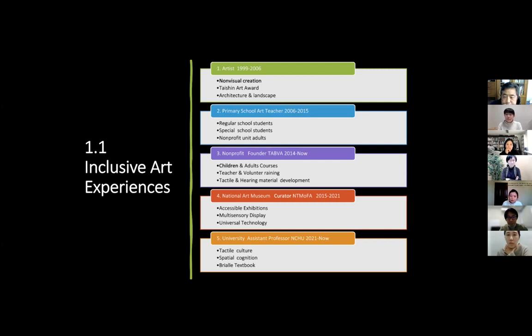We offer children and adult courses, and we also offer teacher and volunteer training. We develop tactile and hearing materials. Later, I worked in the museum, and I will explain why I wanted to leave the school and go into the museum. Now I work in a university, but my research is always focused on non-visual art and tactile spatial cognition. I also study Braille textbooks for visually impaired and blind students.